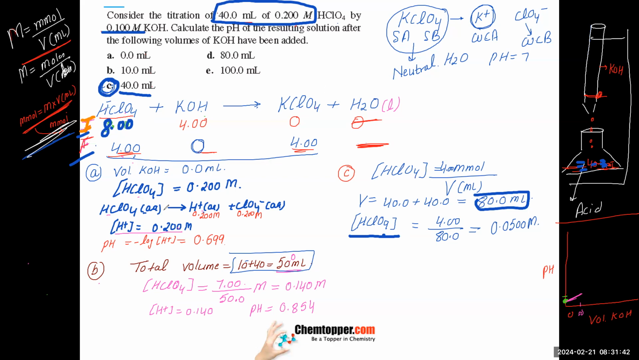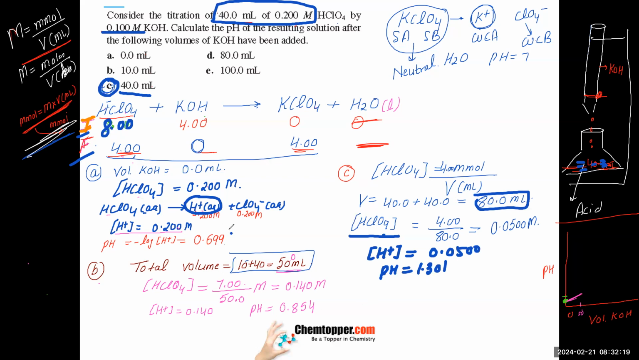Now you know it's a strong acid, fully dissociated. So what's the concentration of H plus in the C part, children? Isn't it same? What's the pH? Get the pH. pH is negative log of this value. Negative log of 0.0500. And that is 1.301. So there is further increase in the pH.